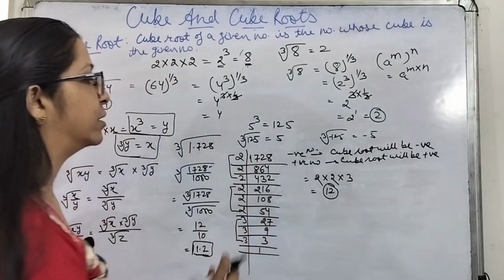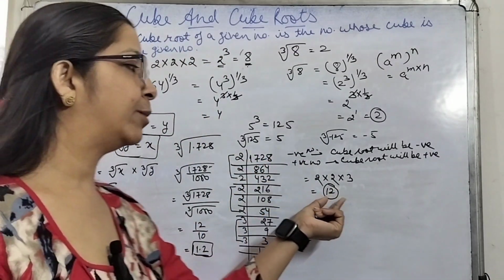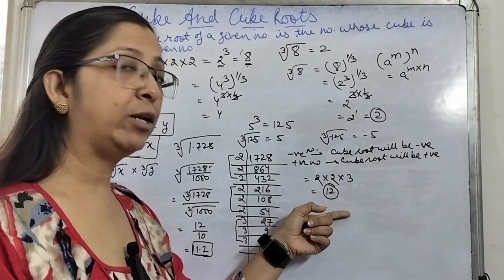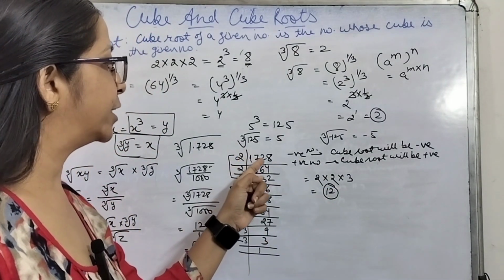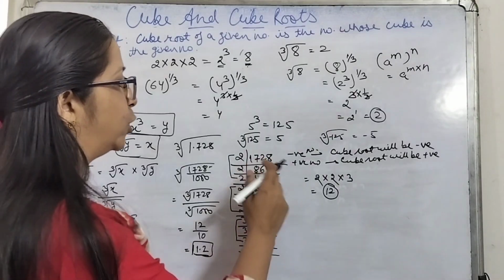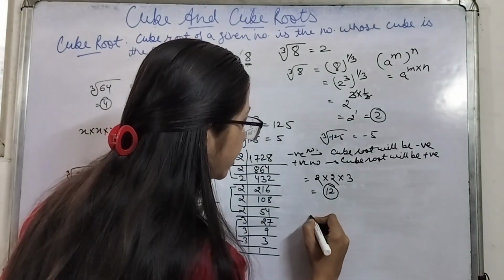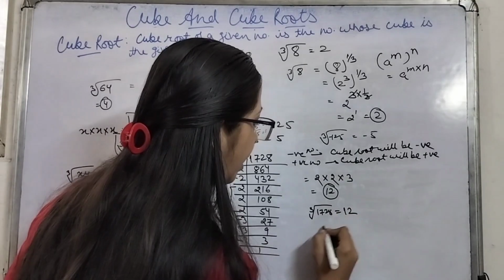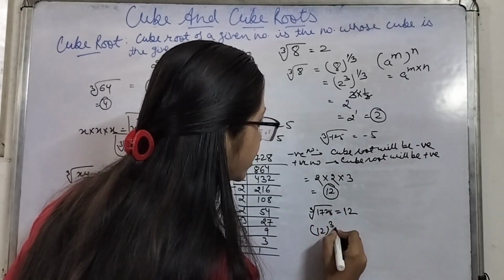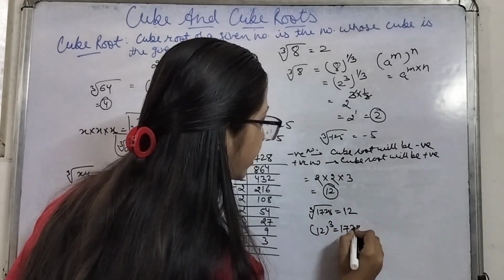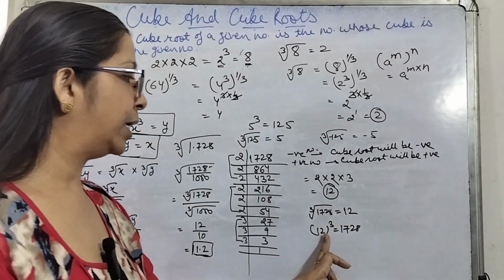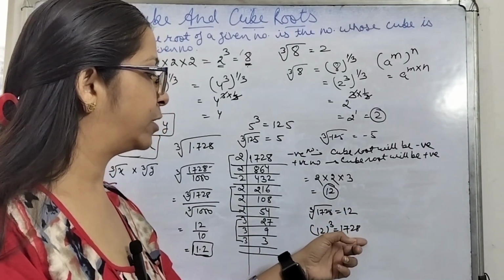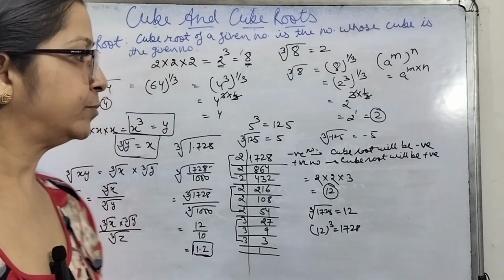So cube root of 1728 will be 12. If we multiply 12 by 12 by 12, we get 1728. What we can say here is that cube root of 1728 is 12, and 12 cubed is 1728. Cube of 12 is 1728, and cube root of 1728 is 12.